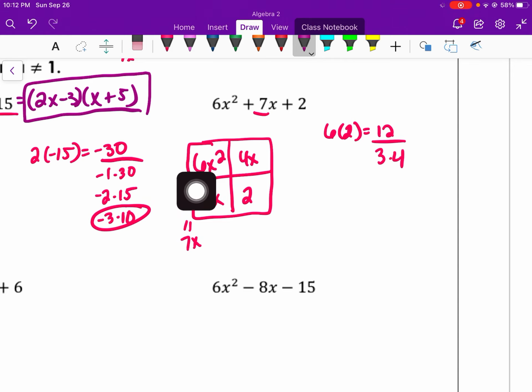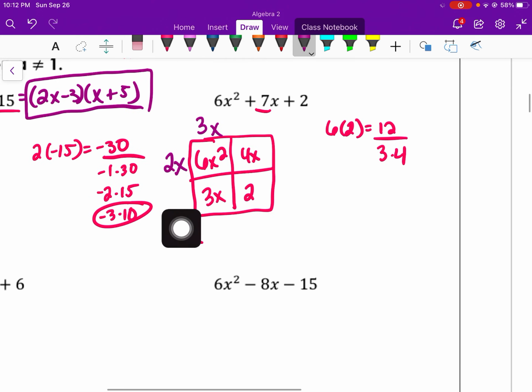Then the greatest common factor of this first row here, I can divide 6 and 4 both by 2, and I can divide them both by an x. Then the first column, 6 and 3, I can divide both by 3 and an x. And 2x times 3x equals 6x squared, so I'm good. Then the second column can both be divided by a 2. And the last row can both be divided by just 1. 2 and 3 have nothing else in common.